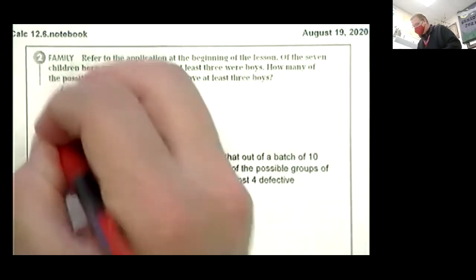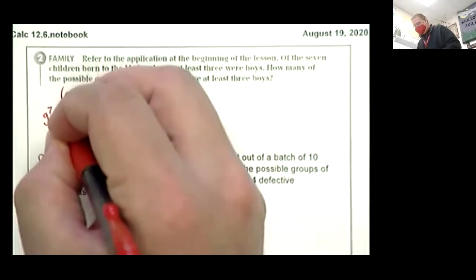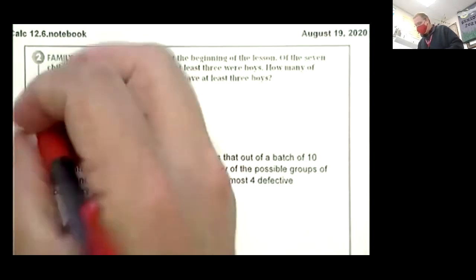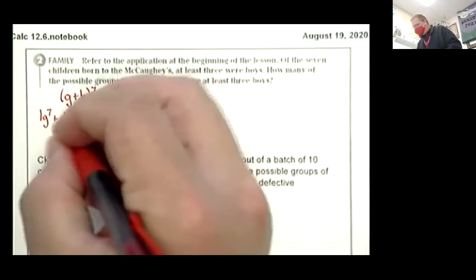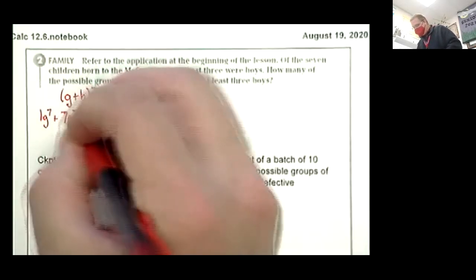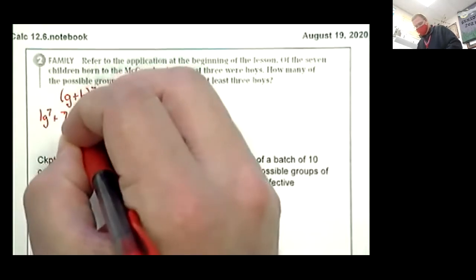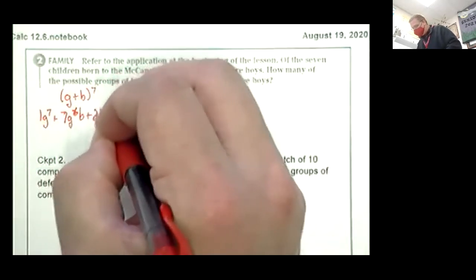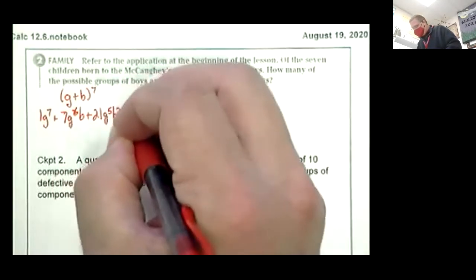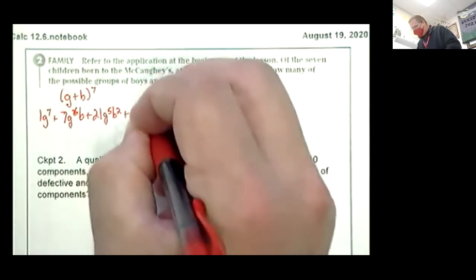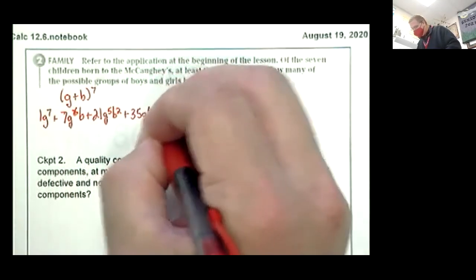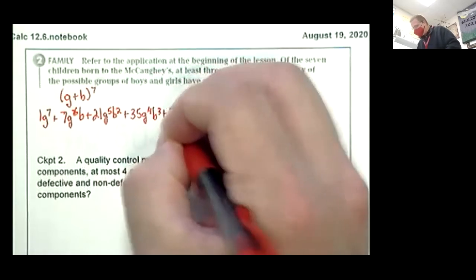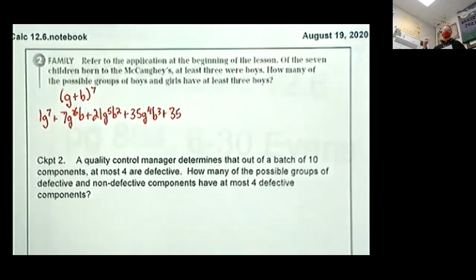So you could have 7 girls. There's one way you could have 7 girls is what this means. There are 7 ways you could have 6 girls and 1 boy. There are 21 ways you could have 5 girls and 2 boys. There are 35 ways to have 4 girls and 3 boys. There are 35 ways, and by ways I mean in the order in which they're born, right?